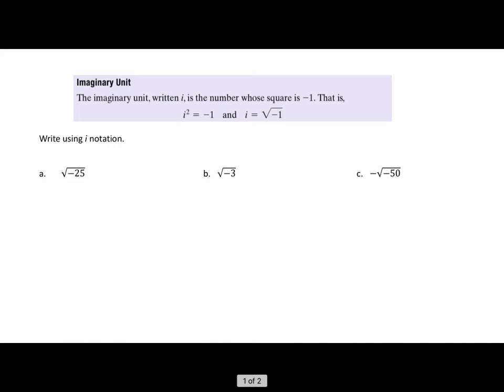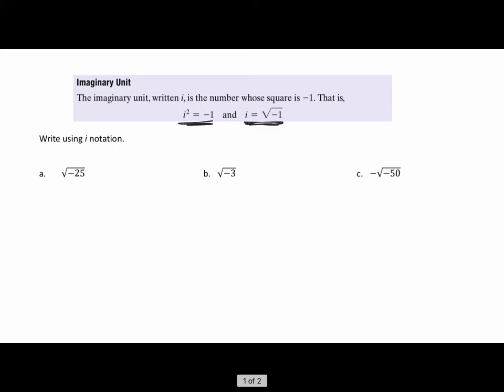The imaginary unit, written as a lowercase i, is the number whose square is -1. That is, i squared equals -1. And i then would have to be the square root of -1. And this imaginary unit is what allows us to take square roots of negative numbers.